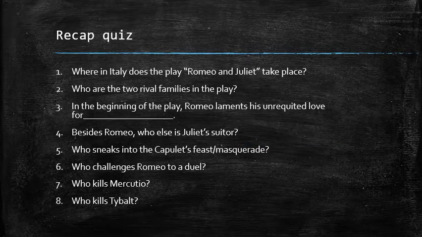Are you ready for the quiz? Here is your recap quiz. Where in Italy does the play Romeo and Juliet take place? That was your first question. Your second question, who are the two rival families in the play? Your third question, in the beginning of the play, Romeo laments his unrequited love for, so in the blank space you will have to fill in somebody's name.